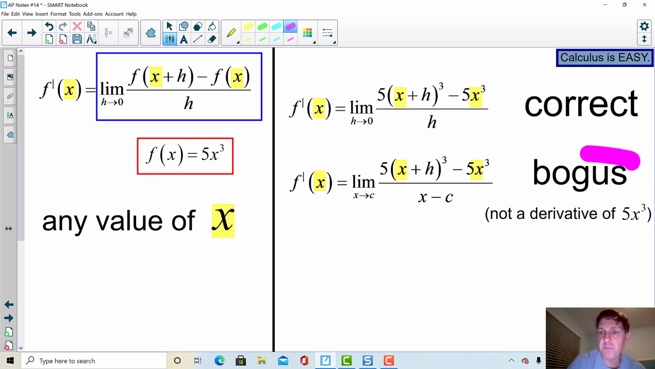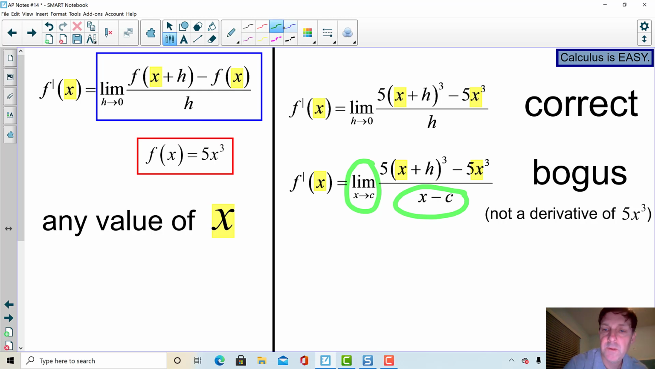Now the one that I'm calling bogus, which is not the derivative of 5x to the third, is an incorrect use of all three formulas. It's a mix of all three formulas. You see we have the limit as x goes to c, and on the bottom you have x minus c, which would be okay as long as the top would have to be f of x minus f of c. And it's not.